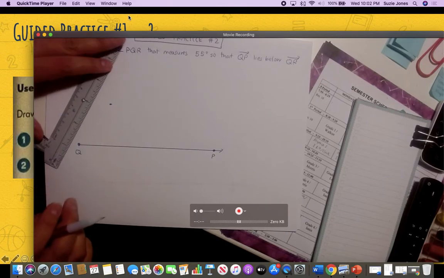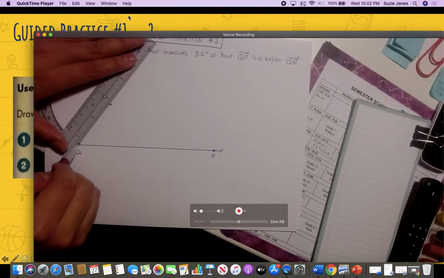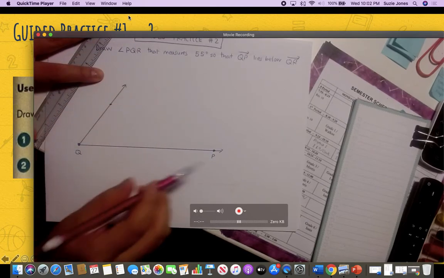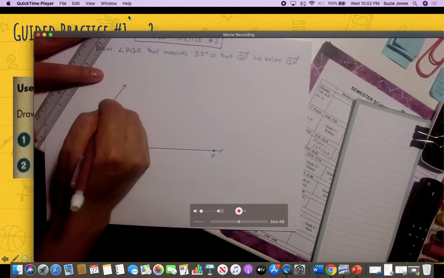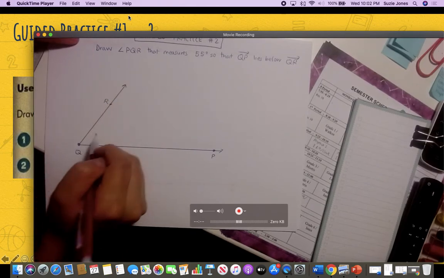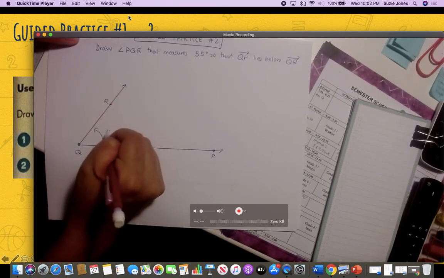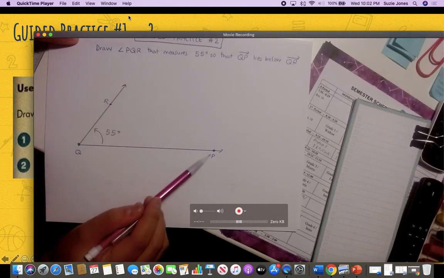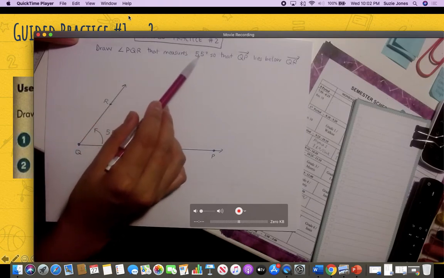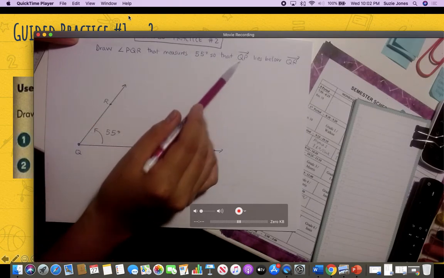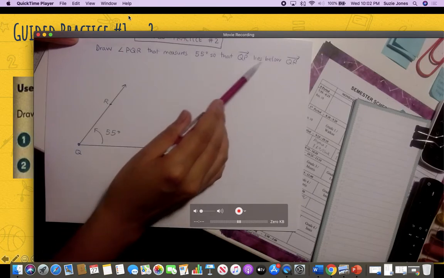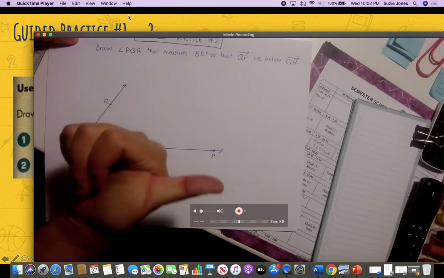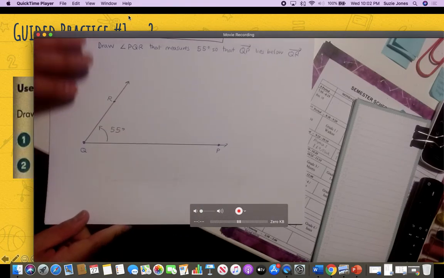Then I'm going to draw a ray from Q to that point I drew at 55. This is ray QP, and the ray I drew was QR. Now let's see if it meets the conditions that we're given. Draw angle PQR that measures 55 degrees, yep, so that ray QP lies below ray QR. Yeah, that works. Thumbs up. All right.